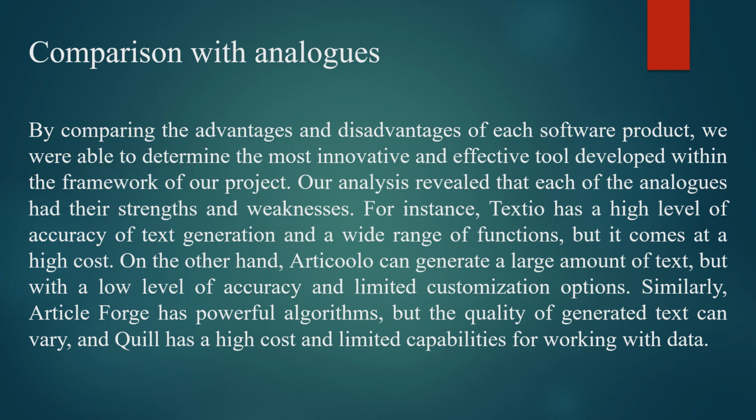On the other hand, Articulo can generate a large amount of text, but with a low level of accuracy and limited customization options. Similarly, Article Forge has powerful algorithms, but the quality of generated text can vary, and Quill has a high cost and limited capabilities for working with data.